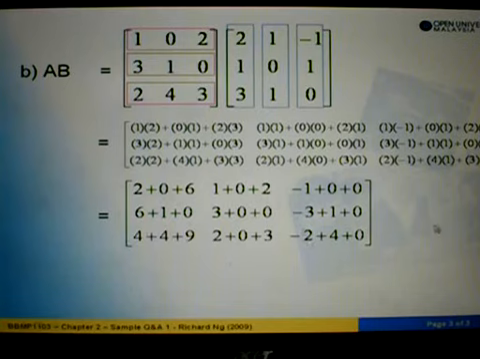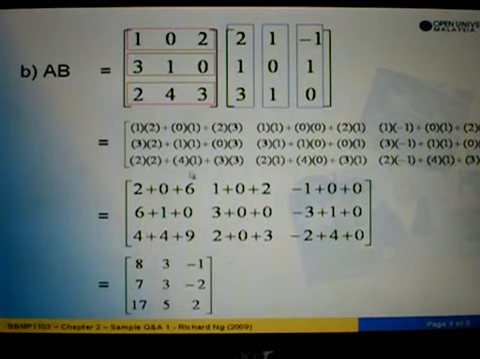Okay, so finally we simplify further. So 2 plus 0 plus 6 will give us 8. 1 plus 0 plus 2 equals 3. Negative 1 plus 0 plus 0 is negative 1. 6 plus 1 plus 0 is 7. 3 plus 0 plus 0 is 3.